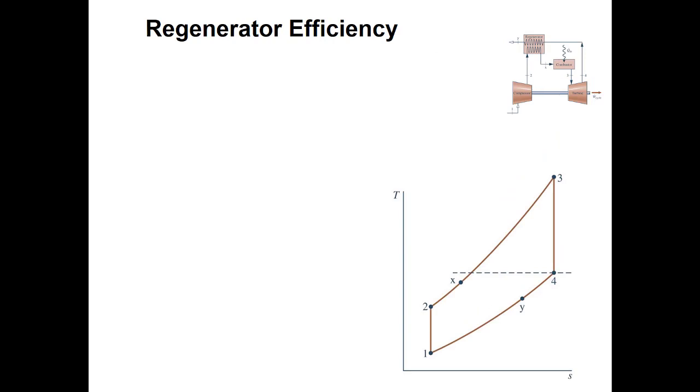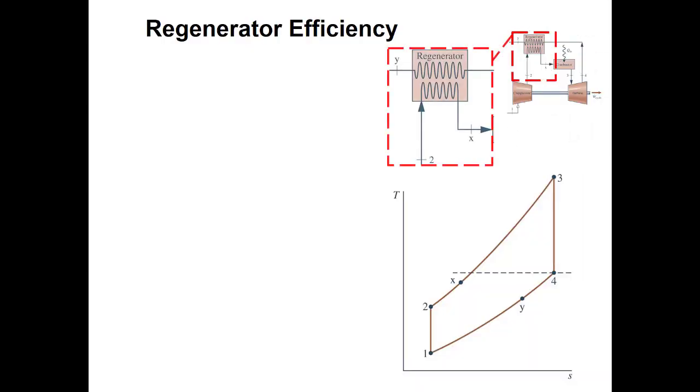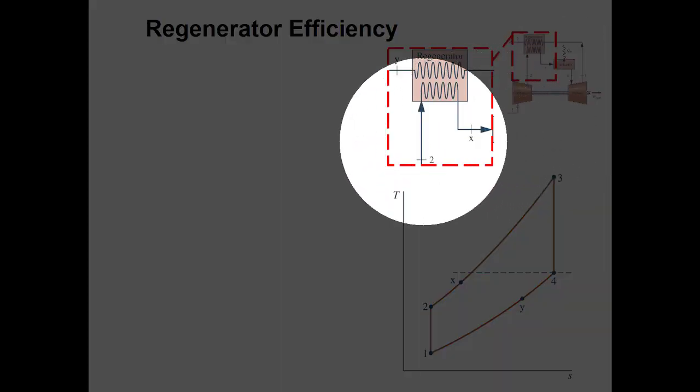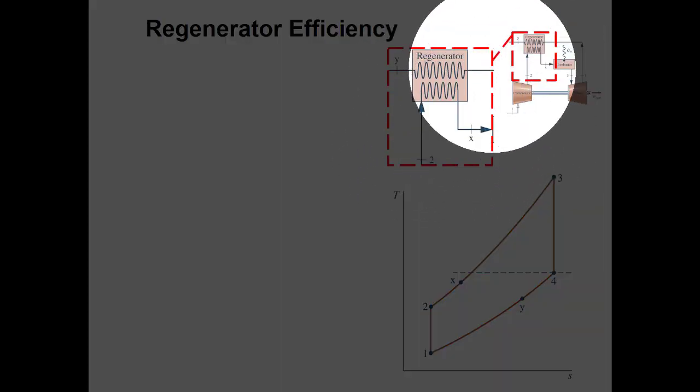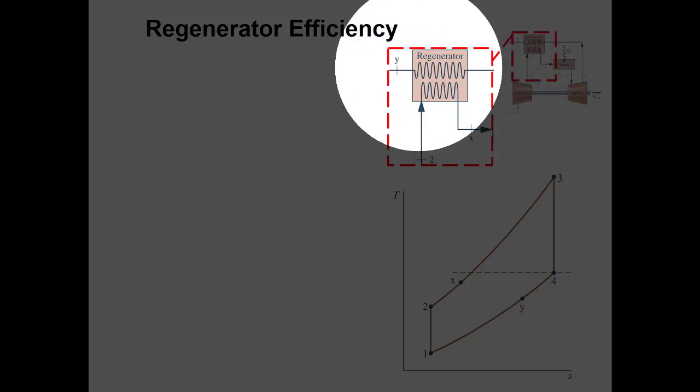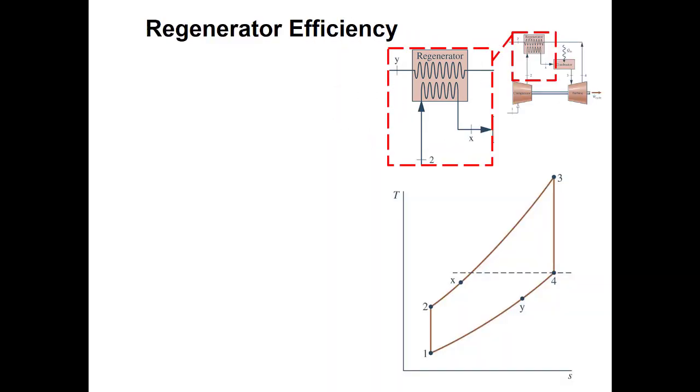So we talk about regenerators. We have an efficiency for that, right? In thermal, we've got an efficiency for everything, and they all mean different specific things, right? So here, if we look at the regenerator up in the corner here, we'll zoom in on this. And here, on one half of our heat exchanger, we're going from state 2 to state X. But on the other half, we have an inlet of 4, and it's cooling down to state Y.